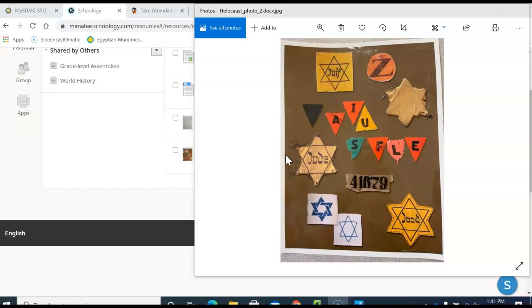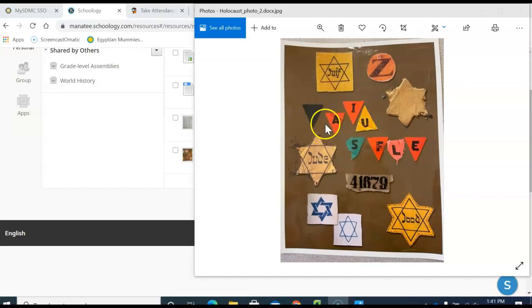But these are fabric patches so that wherever you were, you could be identified, because Jewish people are going to be the group that is targeted and discriminated against and treated very, very badly. So these patches had to be sewn on all of your clothes. So whatever jacket you had, whatever shirt you had to have this patch on it, and you could be punished for not having your badge sewn on your clothes.